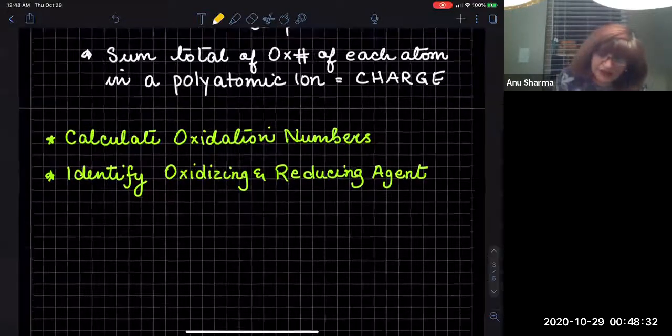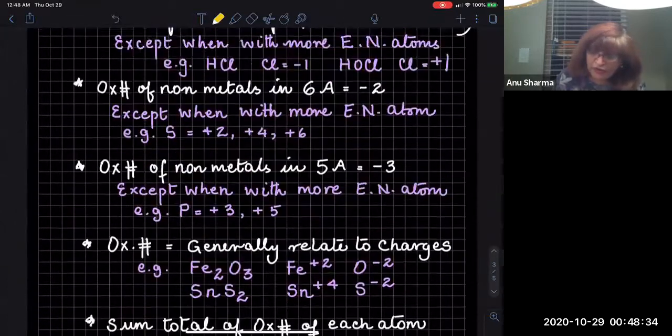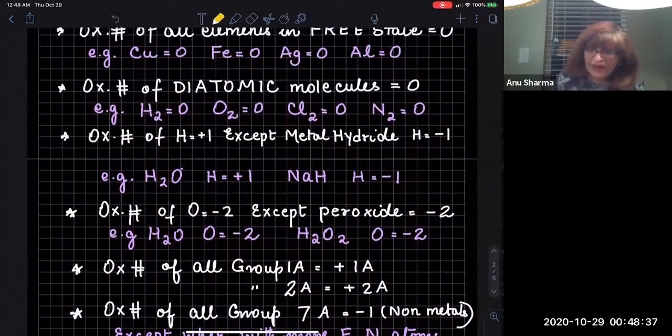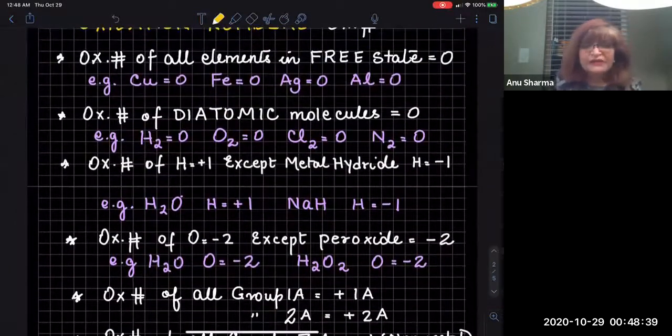Now here's something I want to tell you. You do not have to actually memorize all these. If you can just remember the free state, meaning the uncombined state. For example, as shown, copper is always 0 if it is not combined with anything. Iron just by itself is 0 oxidation number. Zinc, aluminum, sulfur, all these will have 0 oxidation numbers because they are not in a combined state.